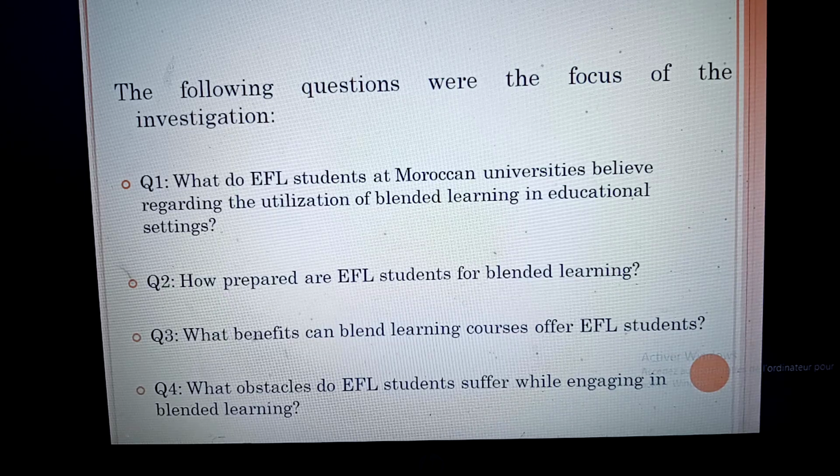So, research questions, of course, the study attempts to answer the following questions. What do EFL students believe regarding the use of blended learning in educational setting? How prepared are they for blended learning, and what benefits can blended learning courses offer? And the last question is, what obstacles do EFL students face when they go for blended learning?